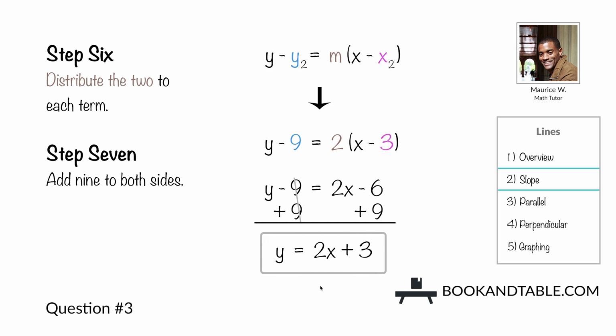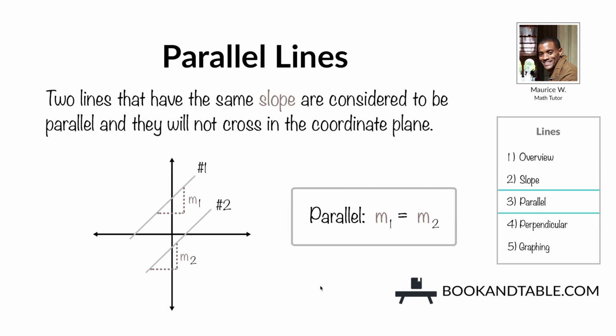So those are two different ways in which you can use point-slope form to calculate the equation of a line. Let's now discuss parallel lines.